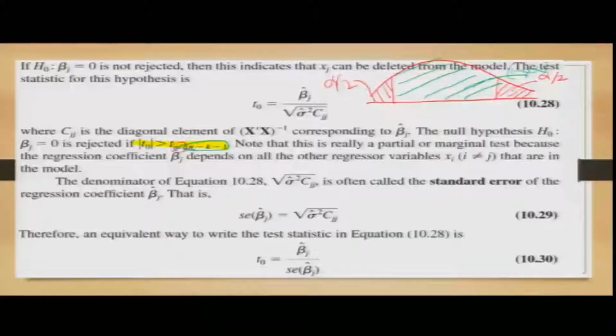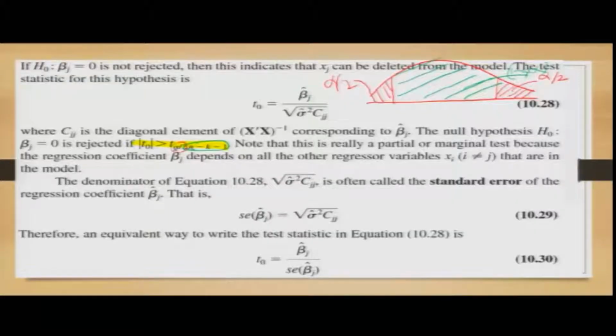So, let me continue reading it. The regression coefficient beta j depends on all the other regression variables x i, i not equal to j, that are in the model considered. The denominator of this equation, which is the square root of sigma hat square c j j, is called the standard error of the regression coefficient beta j, because you are multiplying the variance with the multiplying factor. So SE is the standard error.